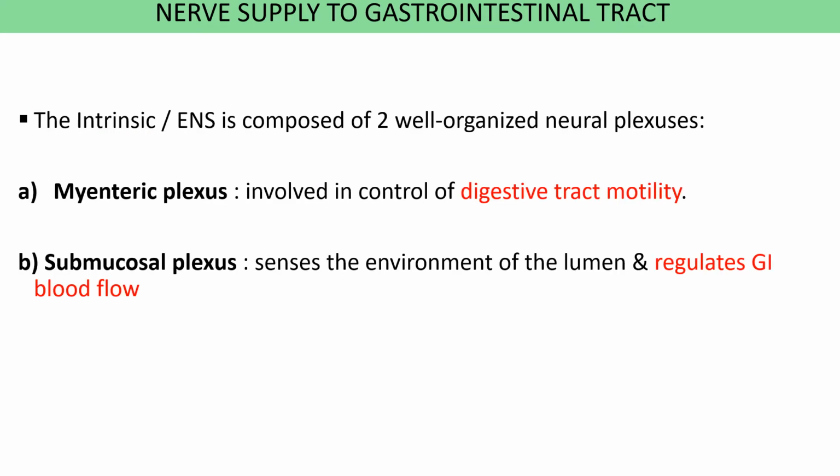The intrinsic innervation to the gut, or the enteric nervous system, is composed of two well-organized neural plexuses. First is the myenteric plexus and the second is the submucosal plexus. The myenteric plexus is involved in controlling digestive tract motility and the various movements, whereas the submucosal plexus is involved in sensing the environment of the gut and regulating the gastrointestinal blood flow.